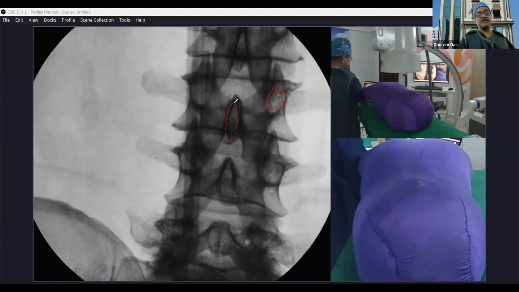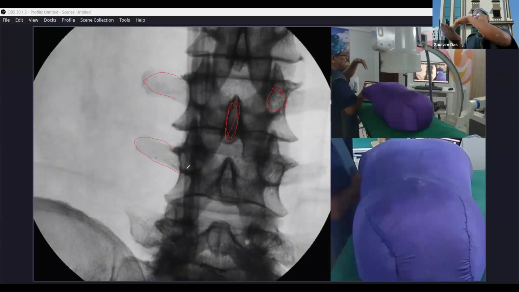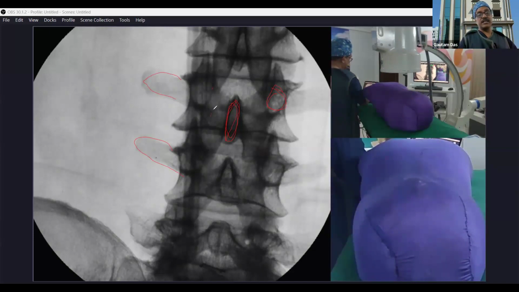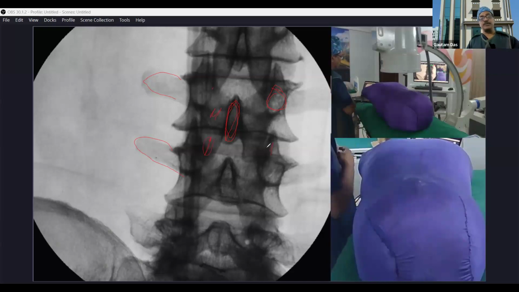The spinous process will be seen as an elliptical structure. And then the transverse process will be seen nicely because we are perpendicular over this spinous process. Then you can see this is the lamina, this is the inferior process, superior process. So all this we'll see.